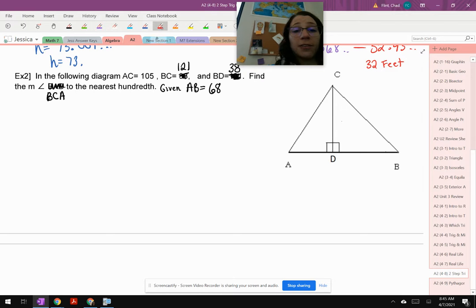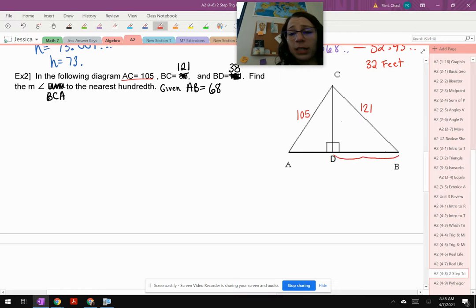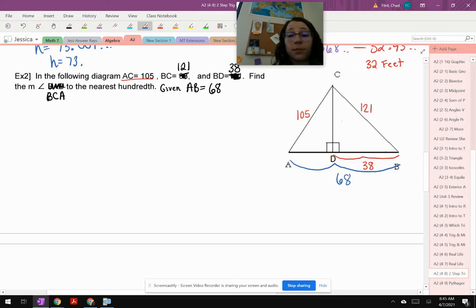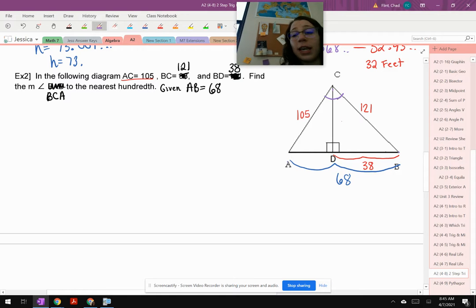So we have AC equal to 105, BC equal to 121, BD, so that's from here to here, is 38, and then AB, which is this entire thing, is 68. And they're looking for us to find the measure of angle BCA. So that's this angle here.